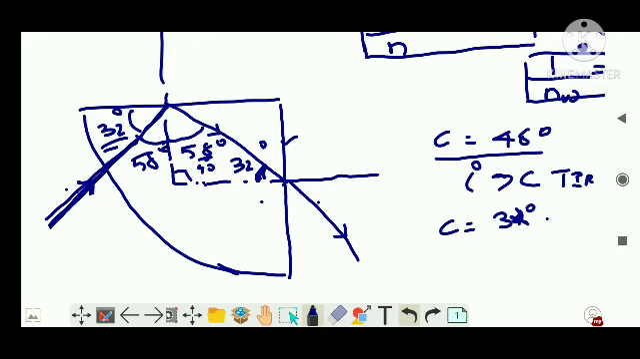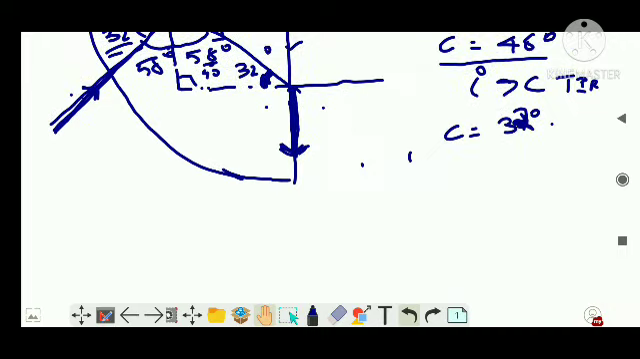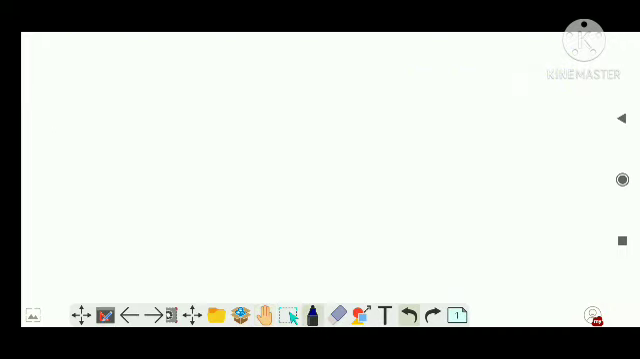Now similarly, if the critical angle is 32 degree itself, then what happens? I'm changing the question to make you understand. For this interface, this is the incident angle, so it will undergo grazing, that is not total internal reflection, just grazing is done. Clear? I just changed the question to make you understand.